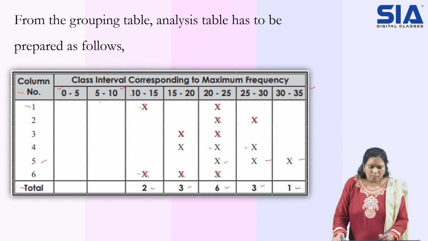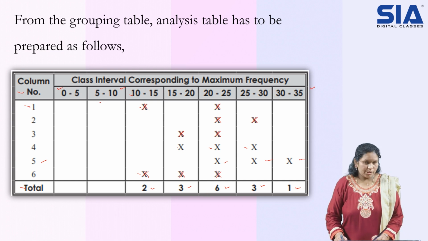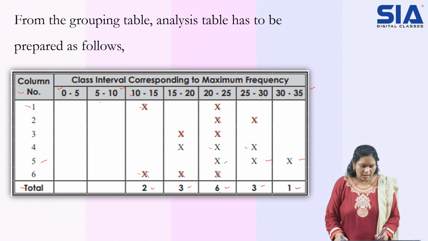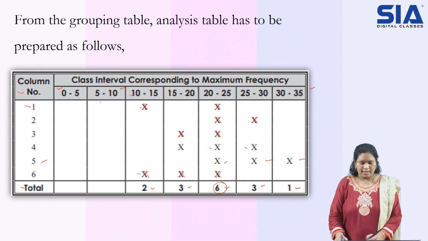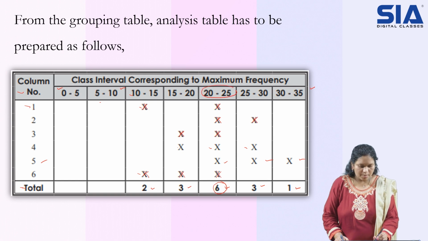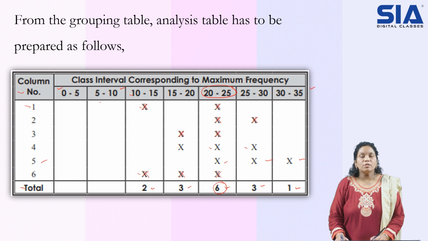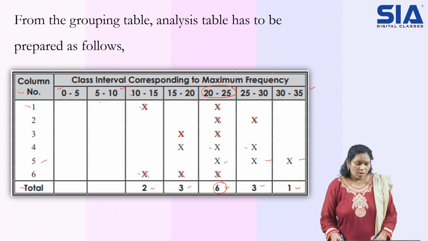In this, the highest value you have to consider as the mode class. So what is the highest value in this total? 6 is the highest. So 6 becomes our mode class. So it's the corresponding class interval, 20 to 25, that becomes our mode class or modal class. So this is how we'll identify the modal class.